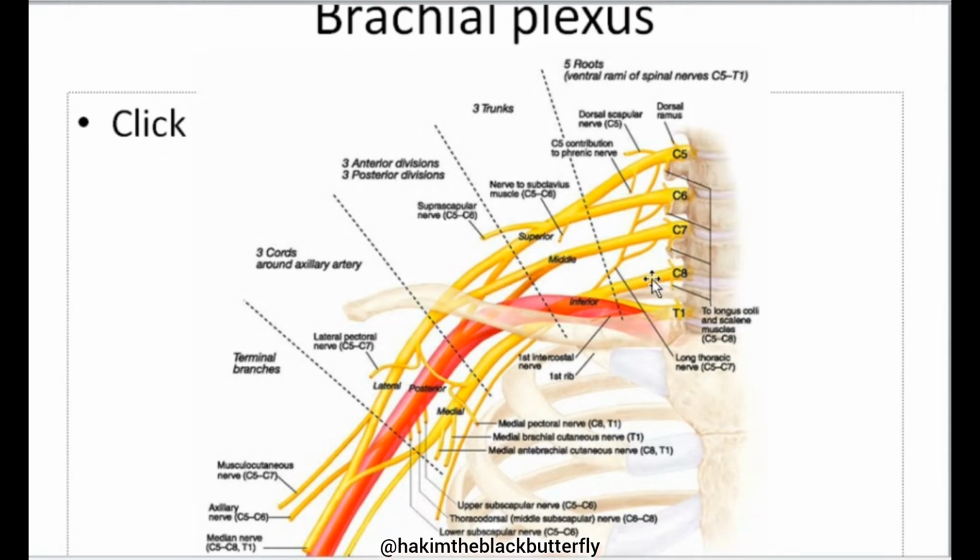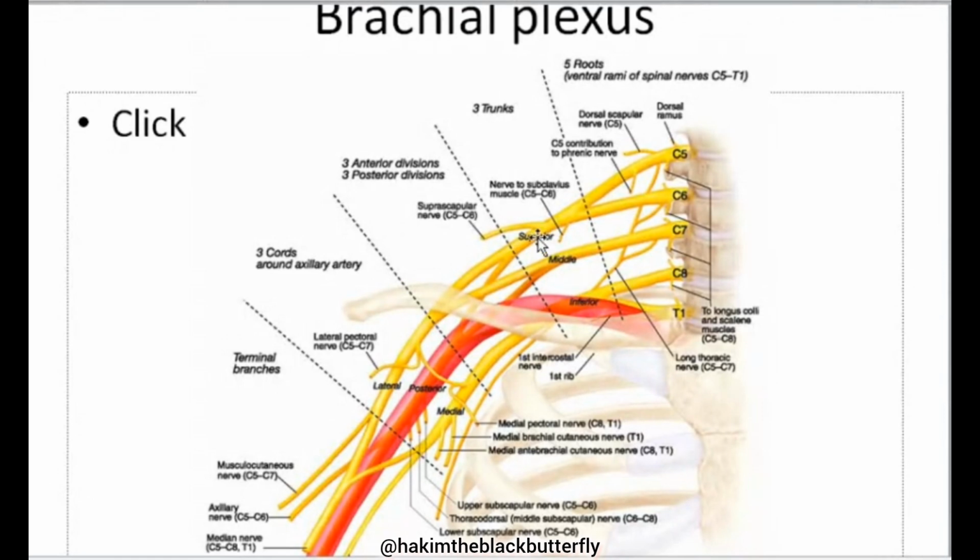Then spinal nerve C8 joins with the spinal nerve T1 to form the inferior trunk. The inferior trunk is the one which is now deep to this artery, but it's there. So these roots will then form the trunks. We have seen how the superior trunk, middle trunk, and inferior trunk are formed.